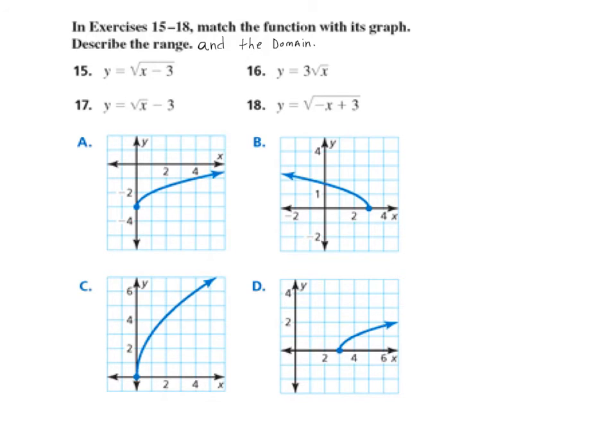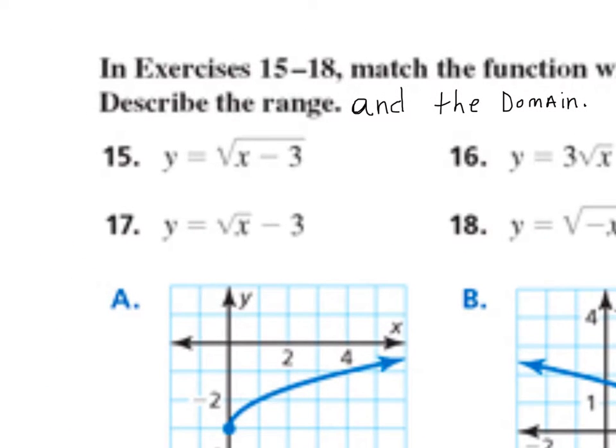Now, if you look at 15 and 17, we know that when the negative 3 is under the radical, it causes horizontal shift. Horizontal shift is left and right. Now, when the negative 3 is not under the radical, you see the radical ends right here, so the negative 3 is not under the radical. When that's the case, it causes vertical shift. Vertical shift is up and down.